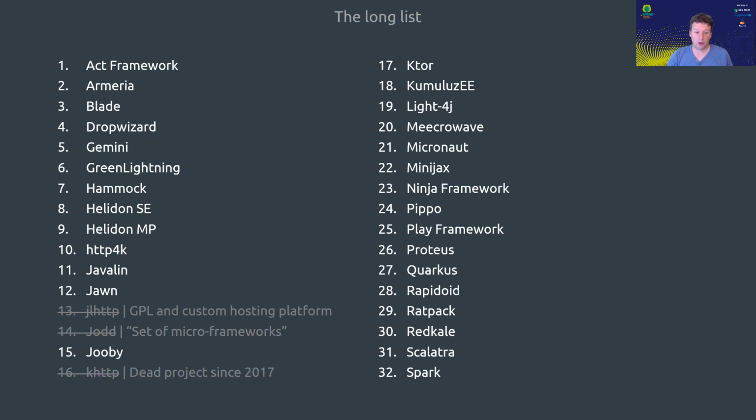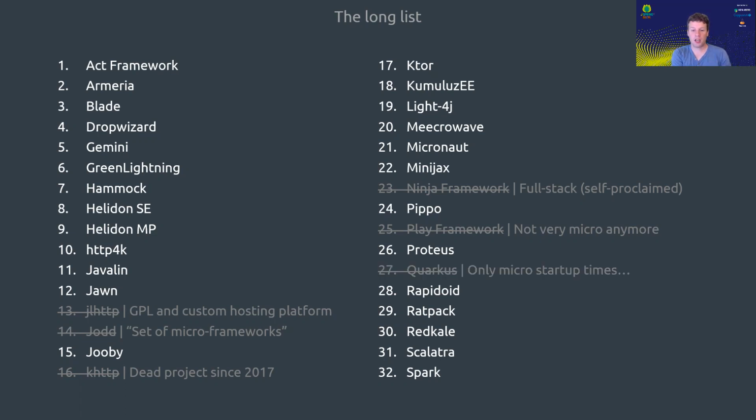Then KHTP is a dev project since 2017. Ninja framework is a self-proclaimed full stack framework. And if there's one thing we learned from the Wikipedia definition, that's in contrast with a microframework. The Play framework, it's a really cool framework, but it's not really micro in that sense anymore. So I scrapped that off the list. For that same reason, I scrapped Quarkus. Again, a really cool framework. I love Quarkus, but yeah, well, it only has micro startup times. It's a full-fledged framework, and by definition, it's not on the list.